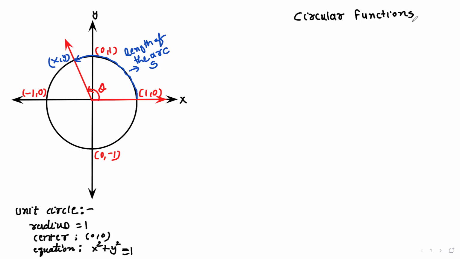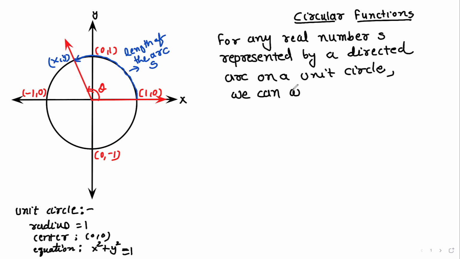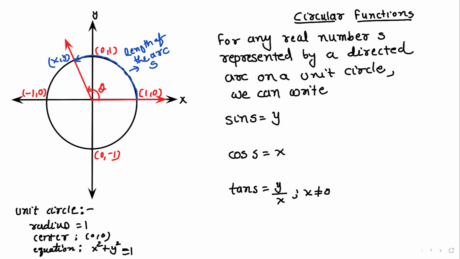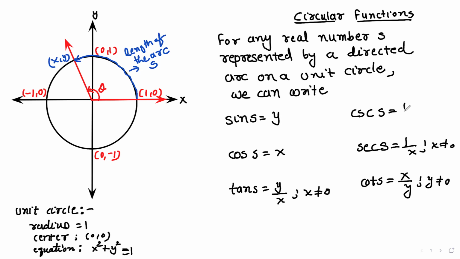So the definition of the circular functions is this: for any real number s, sine of s is equal to y, cosine of s is equal to x, tangent of s is y over x, as long as the denominator is not 0, cotangent of s is x over y, where y cannot be 0, secant of s is 1 over x, denominator cannot be 0, and cosecant of s is 1 over y, denominator cannot be 0.